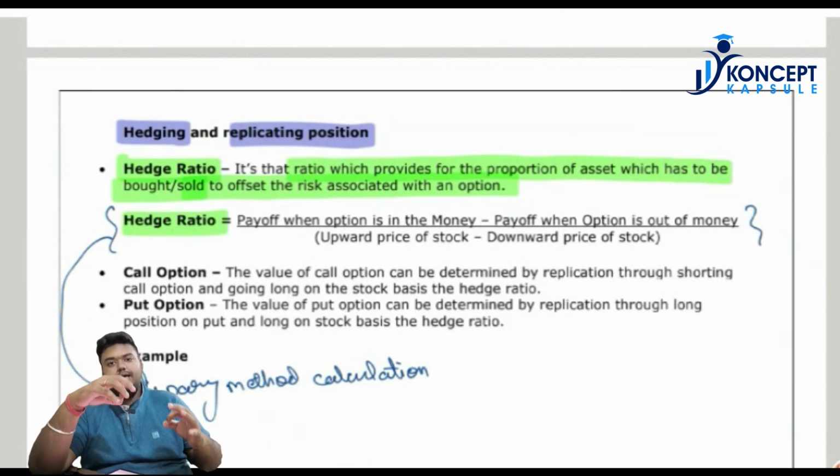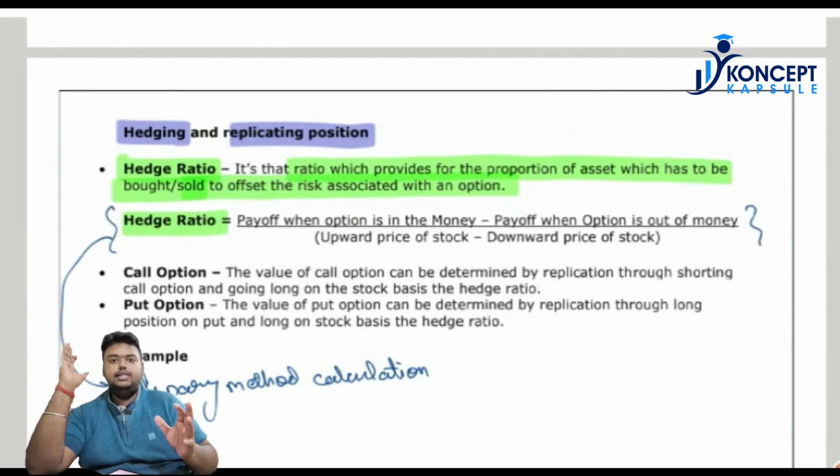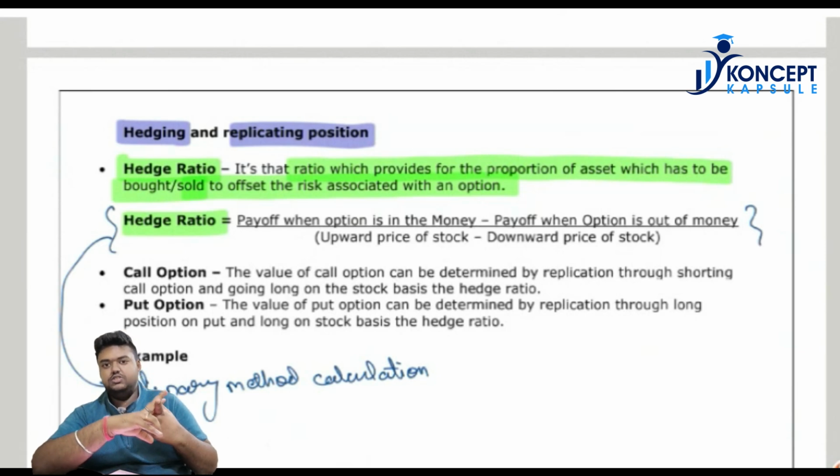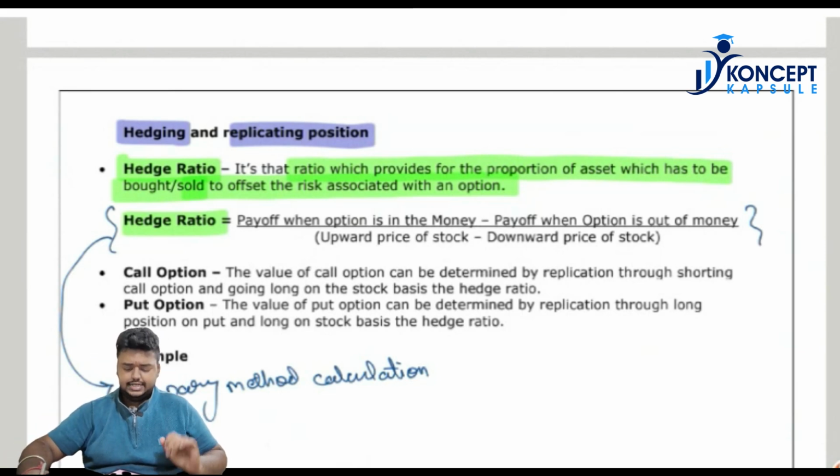The reason why I'm directly presenting you the hedge ratio, not the derivation, is that the derivation makes it confusing, and in most of the content that is available, the derivation of hedge ratio is shown, but we will not get into the derivation for two reasons. First, the derivation is not relevant for the exam. Second, it makes things more confusing. So we'll directly look at what a hedge ratio is.